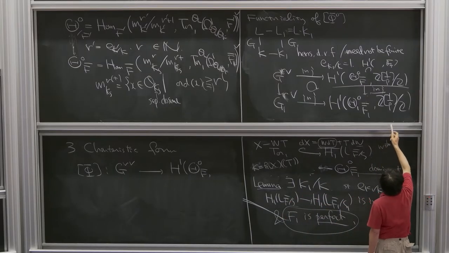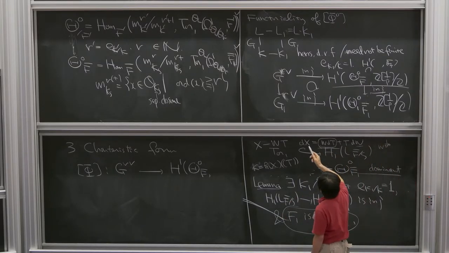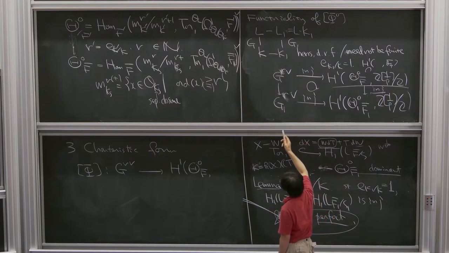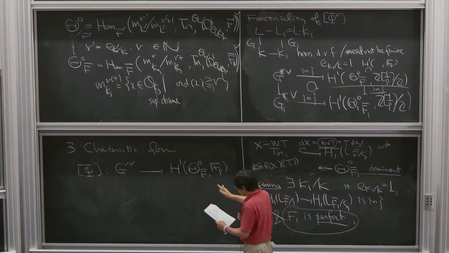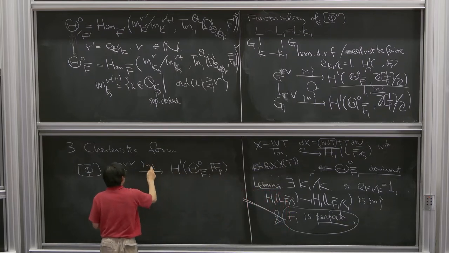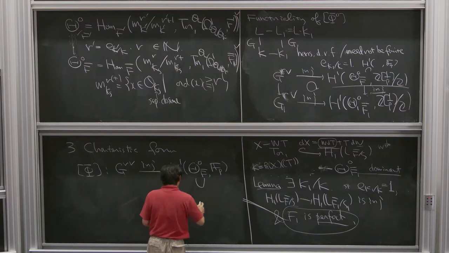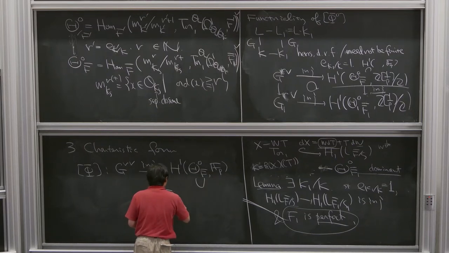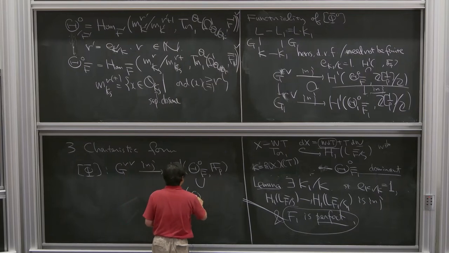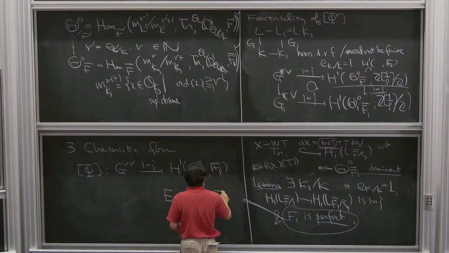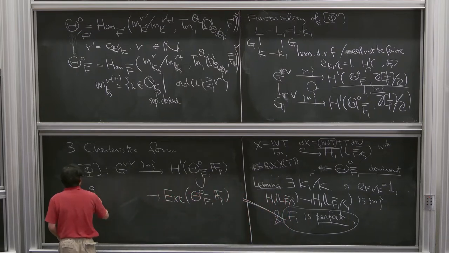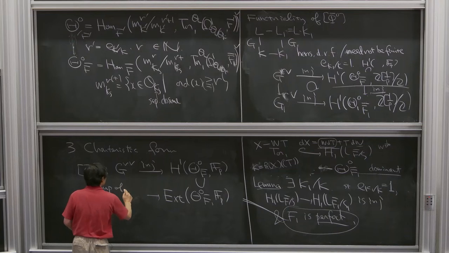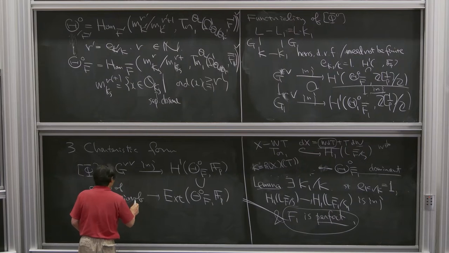I put Z1 or P over Z there, but now we know that this group here is killed by P, so I can just put here FP. But this group is too big, so we know that this is an injection. So what we want to show is that this is in fact contained in the subgroup, like this. So this is the group of extensions of algebraic groups.